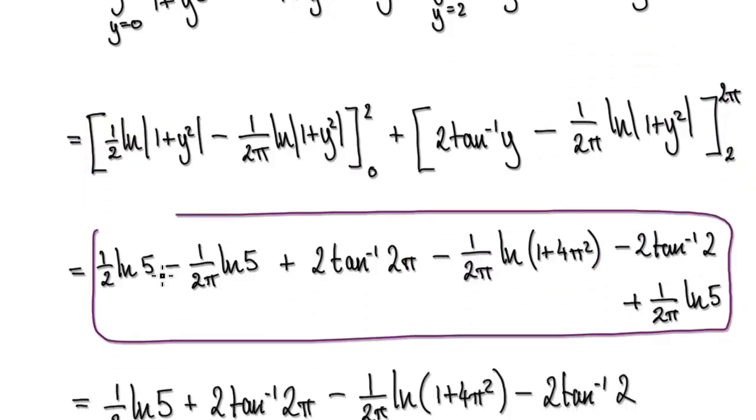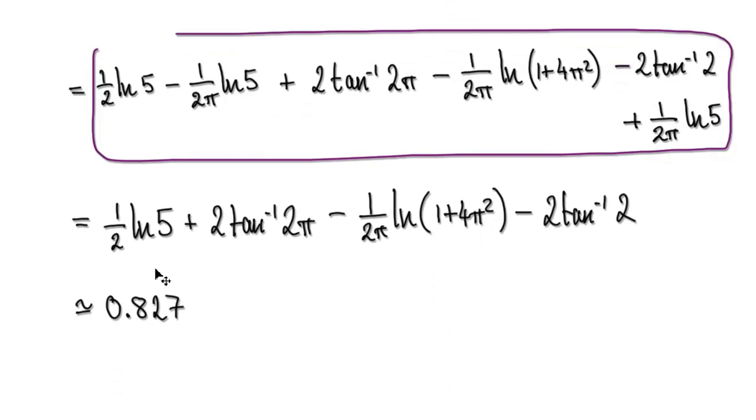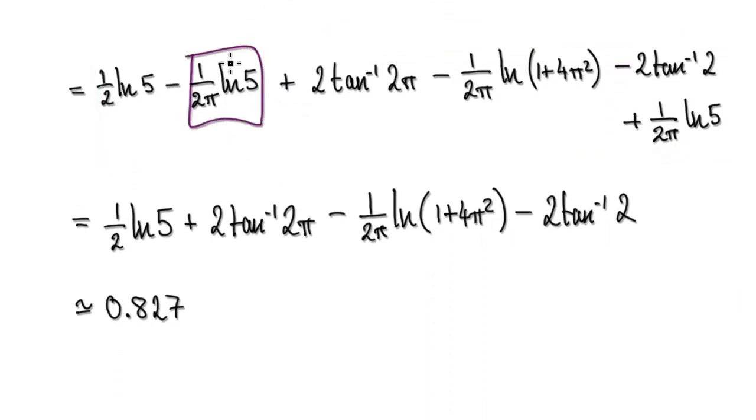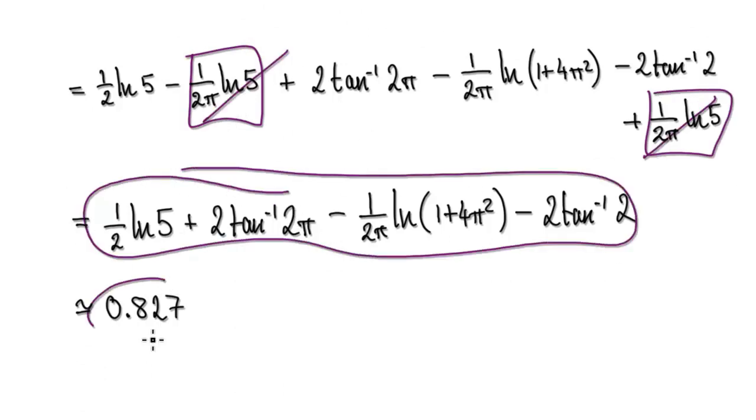So if you tidy this up, I think this thing here would cancel out with this thing here. So overall it would be this, which is approximately this. Okay.